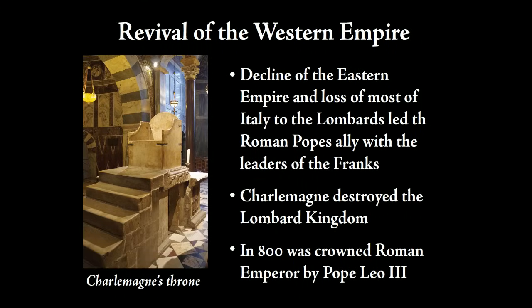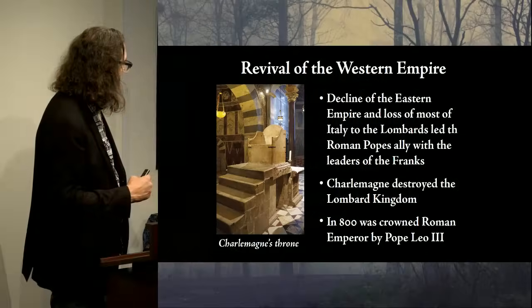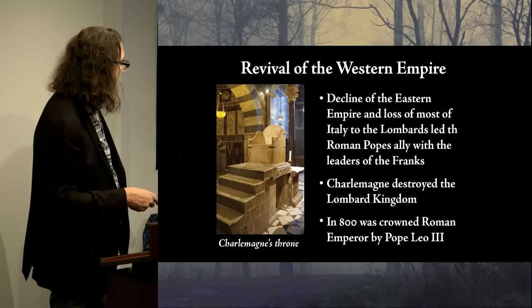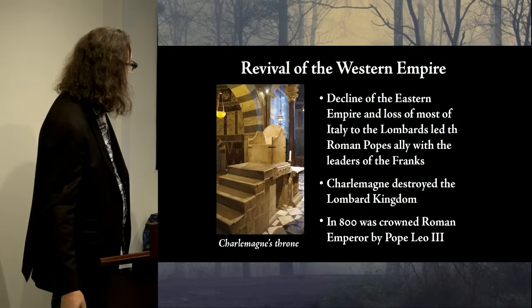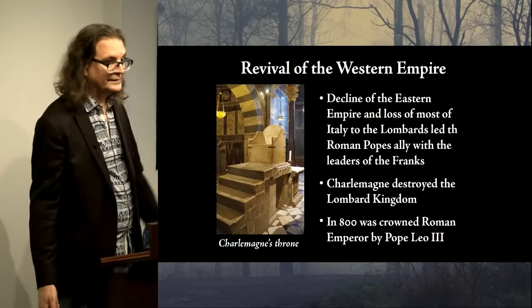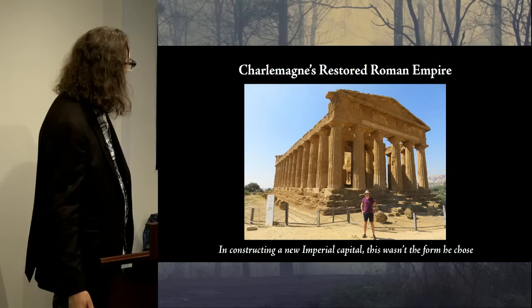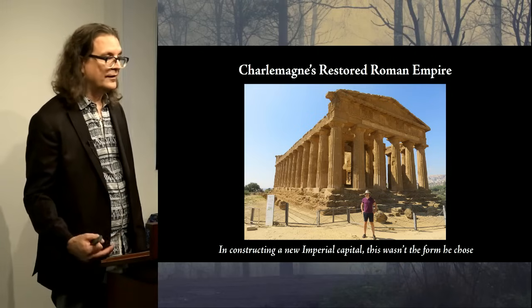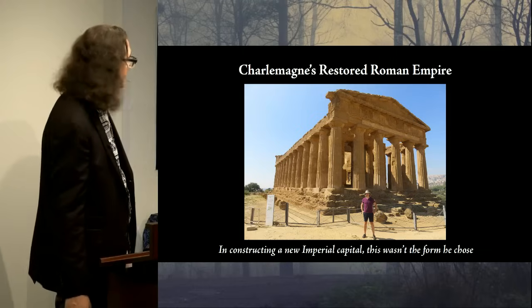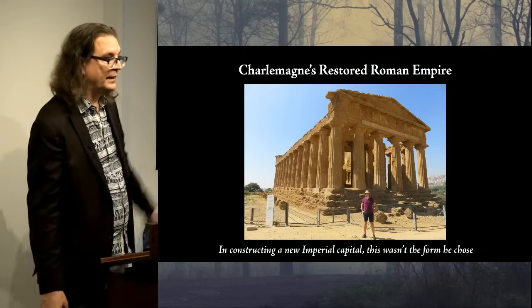And so the popes ally with the leaders of the Franks. Charlemagne, that great leader of all the Franks, marches to Italy at the Pope's request and destroys the Lombard kingdom. And then in 800, in response, Pope Leo crowns Charlemagne as Roman emperor, reviving the Roman Empire in the West centuries after the deposition of Romulus Augustulus. When Charlemagne is looking to revive a Roman Empire, he doesn't necessarily think that it has ever fallen. He's not looking at ruins and what we think of as this ancient pagan empire.